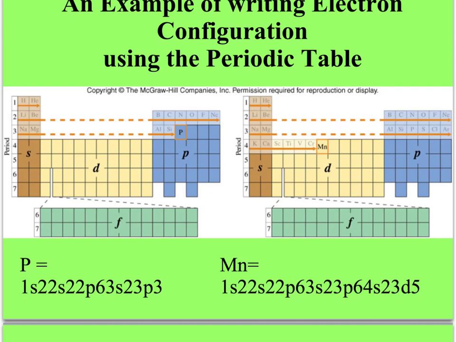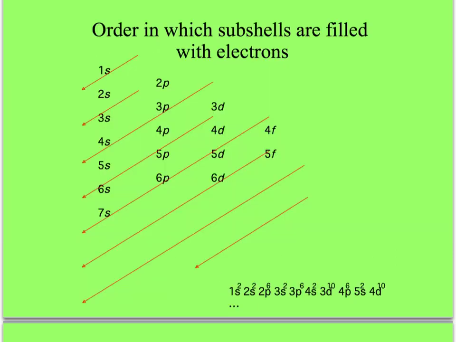Okay? And now this would be our last slide for this video. And this is showing you the order that we fill subshells with electrons. So it just kind of shows you the way you go because it's not always in the same order, because you go 3d when you would think you would go 4d.